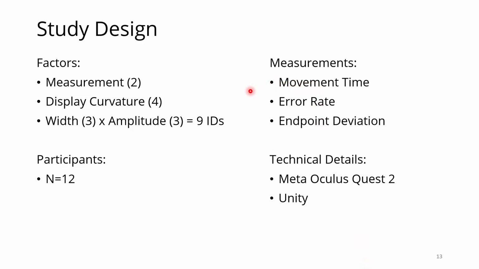The measurements of our study were movement time, that is time to select the target, endpoint deviation, which is the distance between the target center and the selection point, and the error rate, which is the percentage of trials which had errors over the total number of trials. And we used the Oculus Quest 2 and we wrote our program in Unity.